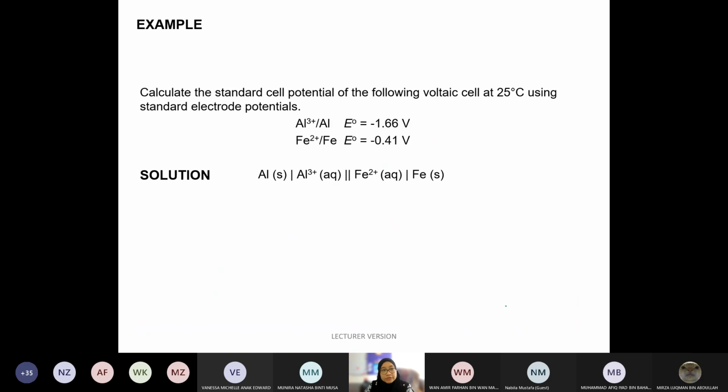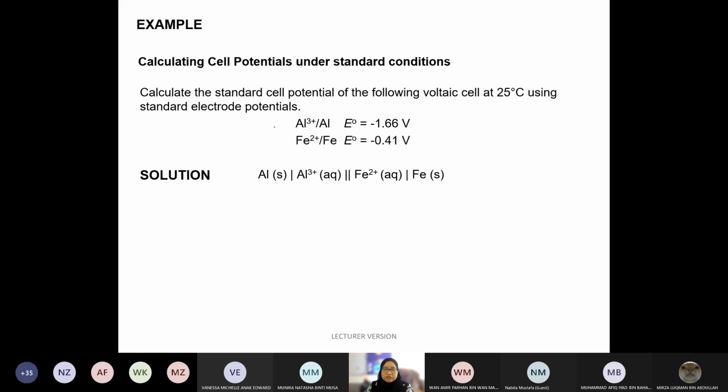All right. That's the formula, the first formula. We have 2 formulas je so far. Senang je untuk this electrochemistry punya topic. Untuk calculation dia, it's actually very simple, and it only involves two formulas. All right, so let's look at an example. Calculating cell potential under standard conditions. Calculate the standard cell potential of the following voltaic cell at 25 degrees Celsius using standard electrode potential.